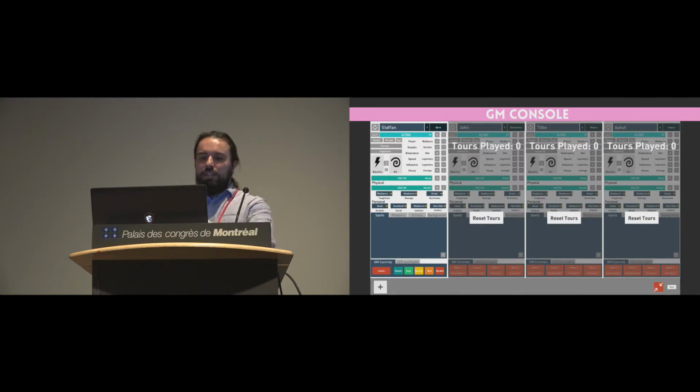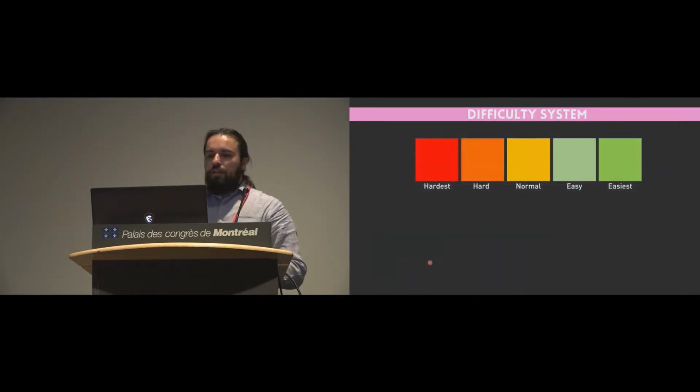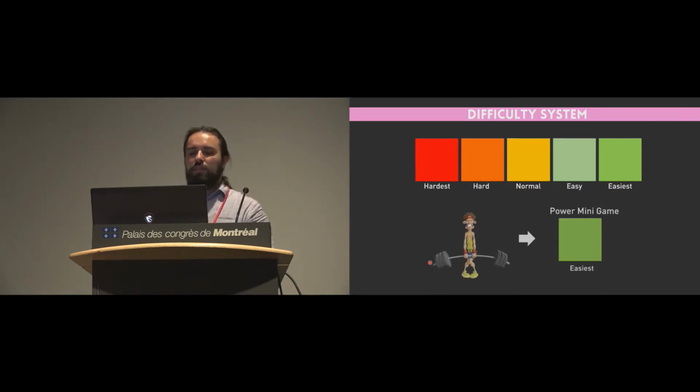What is important is the difficulty system that you can see here. The difficulty system is that each game has 5 different difficulties. So if you're a weak player, but you desperately want to roleplay a giant barbarian, then you will get the easiest power minigame each time. And whatever your physical skills are, most probably you will be successful in that game because your giant barbarian character is super strong. So this is how we try to solve that.